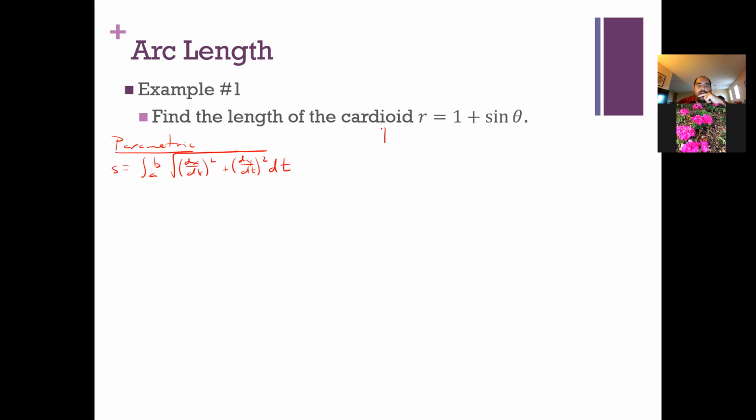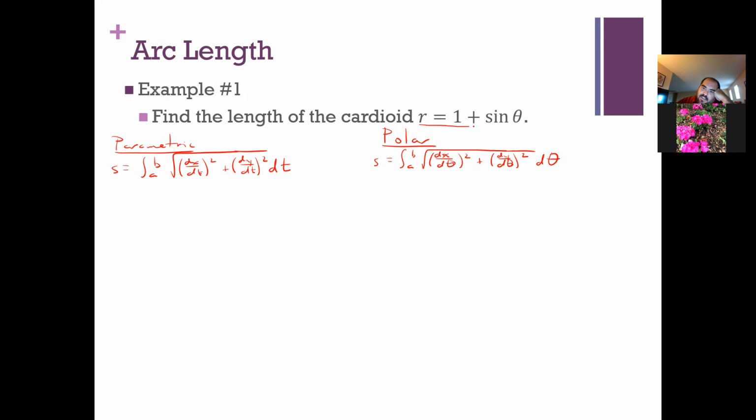In polar, we can do the same thing. So this is going to look almost exactly the same as what we do for parametric, except my parameter is going to be theta. So (dx/dθ) squared plus (dy/dθ) squared, dθ. So I can find the arc length of a polar curve using this approach. And the two pieces I need are dx/dθ and dy/dθ.